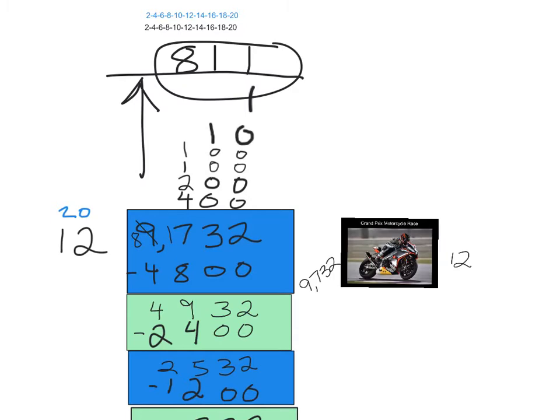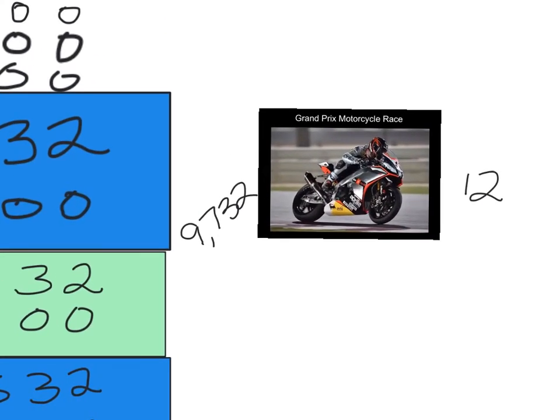So let's come back to our scenario here, right? You're with your family at the Grand Prix Motorcycle Race, and each of these racers have to race 9,732 miles, and they've got to do that in just 12 days. So you're trying to figure out how many miles they go each day, right? Well, that means you're taking 9,732 and you're dividing it by 12.